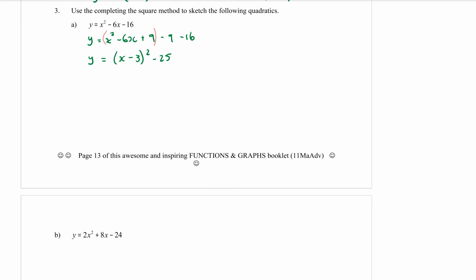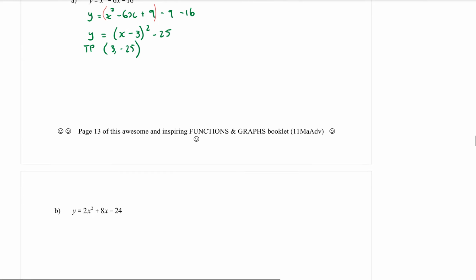The x value comes from here, so the x value will be 3. Remember, it's always the opposite sign, 3. And this number here is your y value, minus 25. So straight away, let's write TP for turning point. Positive 3, negative 25, straight from that equation. Then we want to find our intercepts. So we can sub in when x is 0 and when y is 0.